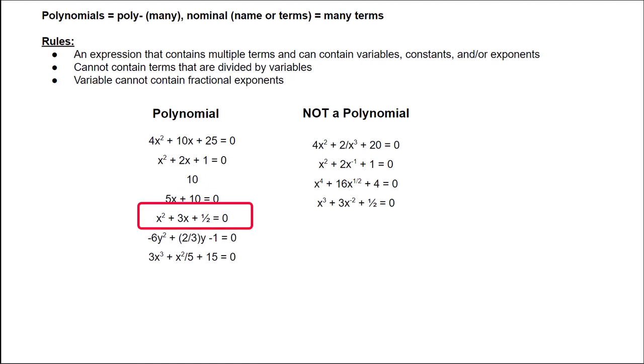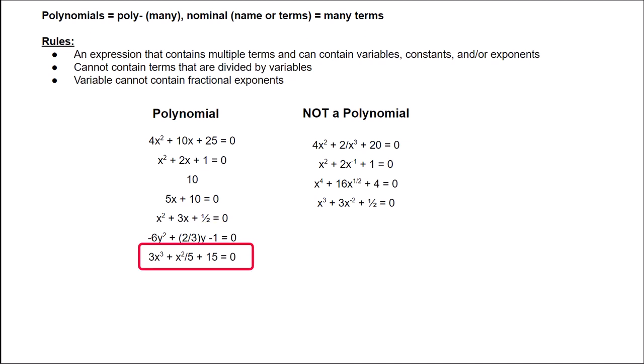X squared plus 3x plus 1/2 equal to 0 is also a polynomial, because even though we have a division, none of the terms are divided by a variable. Same thing with the expression below it. Negative 6y squared plus 2/3 y minus 1 equal to 0 is also a polynomial, because the 2/3 applies to the leading coefficient of y. We're not actually dividing by y.